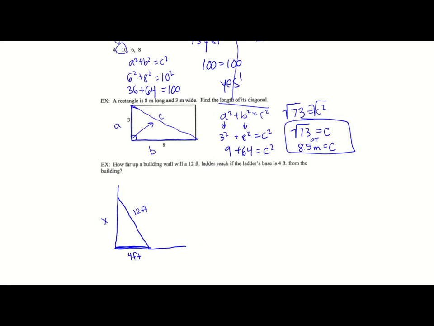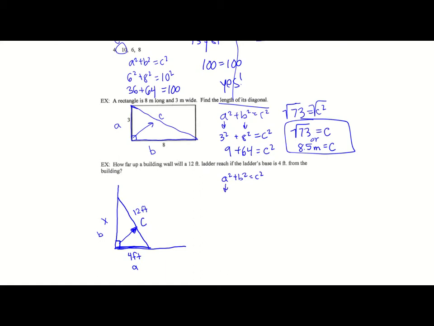Now, if we have a building, we're going to assume that no one built that building at a slant. They built it straight up and down. So if that building's straight up and down, we would have a 90-degree angle right here. Straight across from that 90-degree angle is our hypotenuse, which is our ladder. So our 12 feet is going to be our C. That makes our legs, A and B, here. So we have A squared plus B squared equals C squared.